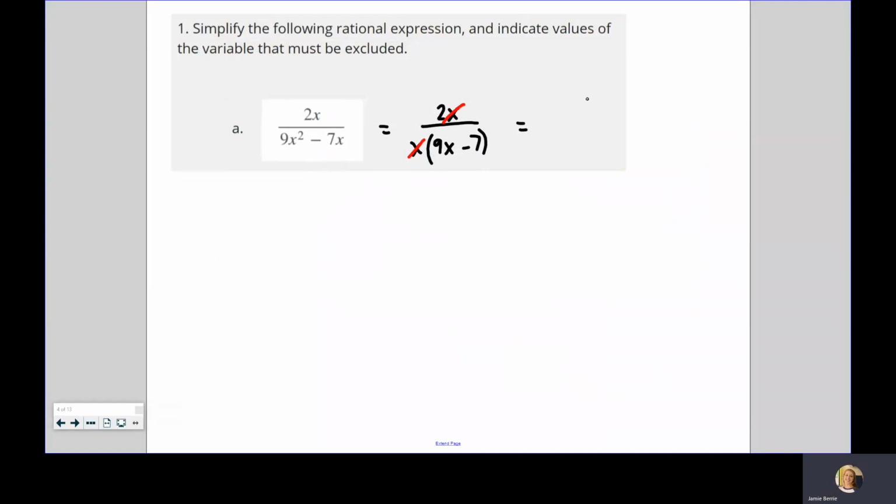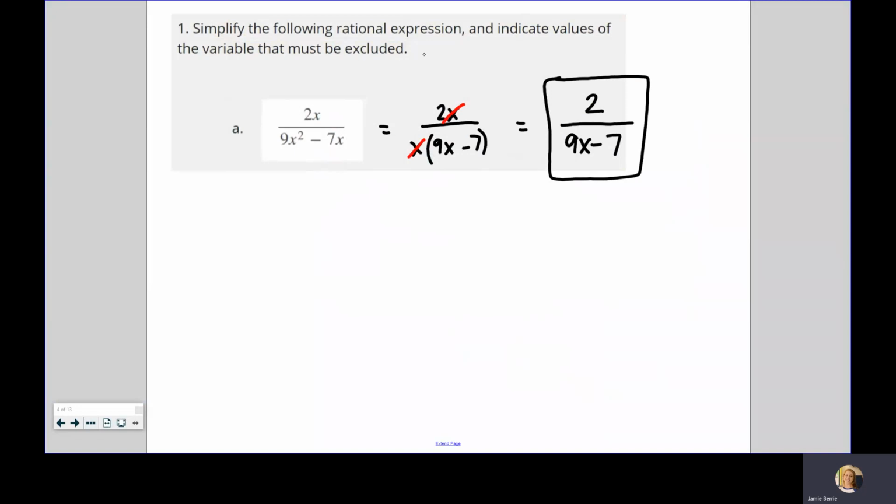So we have left 2 over 9x minus 7. Now you want to check and make sure there's no more common factors that can be factored out up here. It's just a 2, nothing to worry about here. 9 and 7 have no factors in common, so we know that this is now simplified. All right, but now we got to take care of the last part of the question.